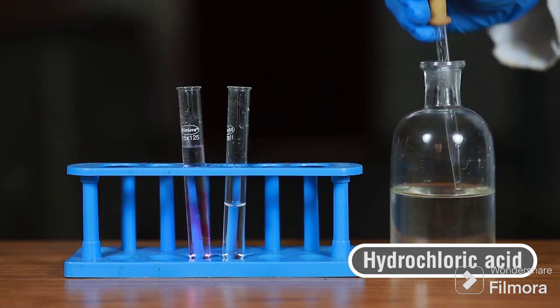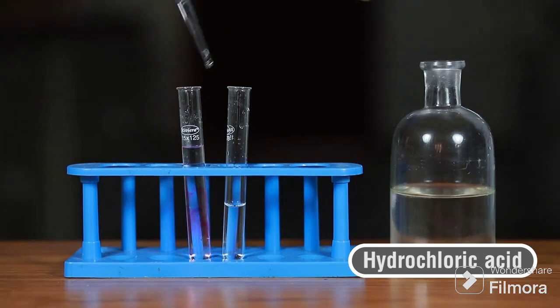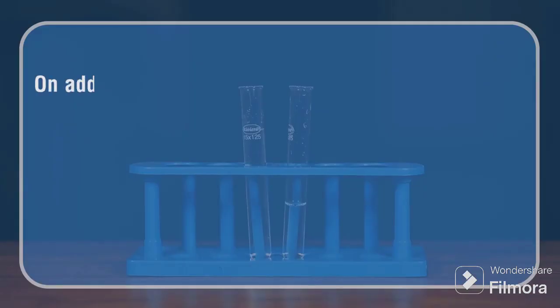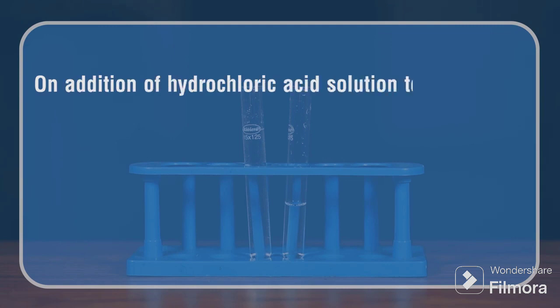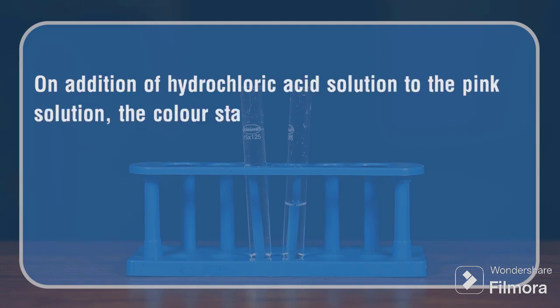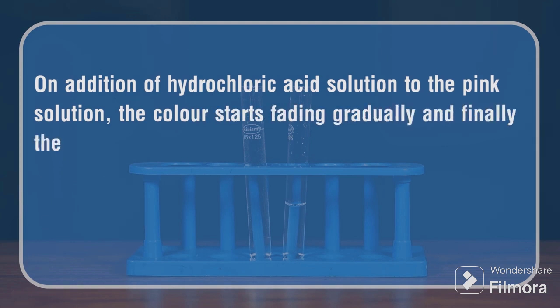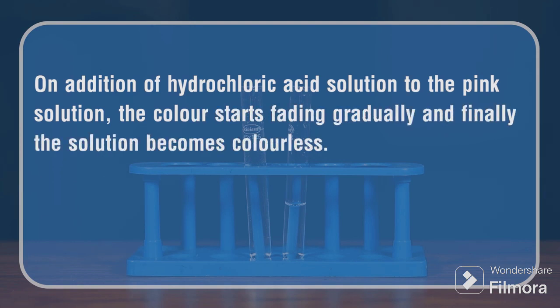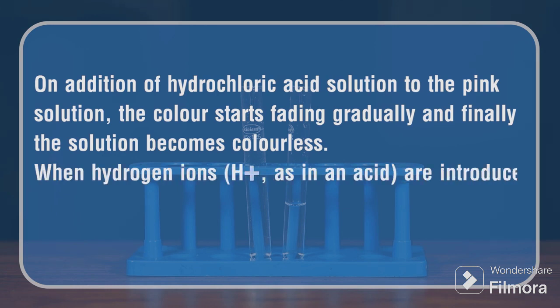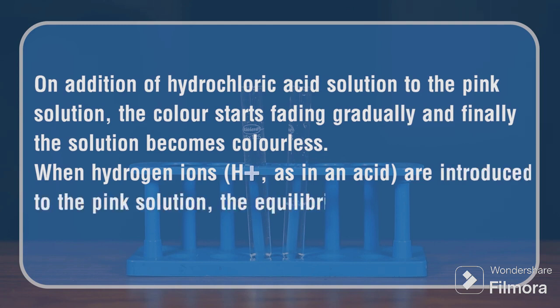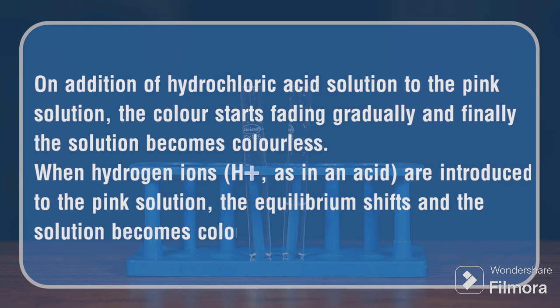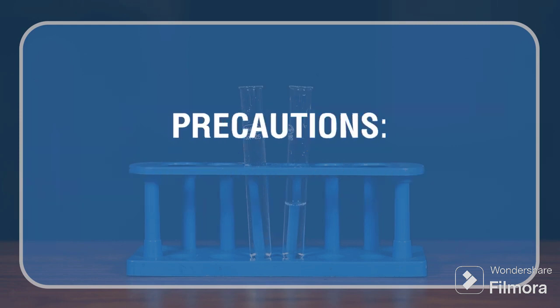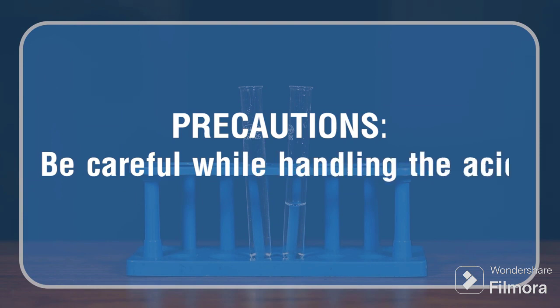With the help of another dropper, take out hydrochloric acid and start adding it drop-wise into the colored solution obtained above. What do we observe? On addition of hydrochloric acid solution to the pink solution, the color starts fading gradually and finally the solution becomes colorless. When hydrogen ions H+, as in an acid, are introduced to the pink solution, the equilibrium shifts and the solution becomes colorless. Precautions: be careful while handling the acid.